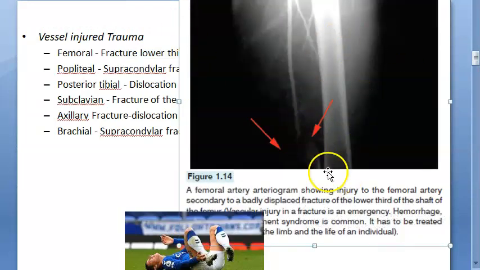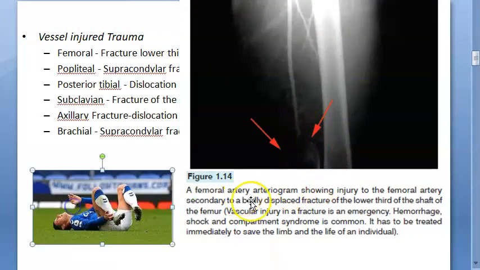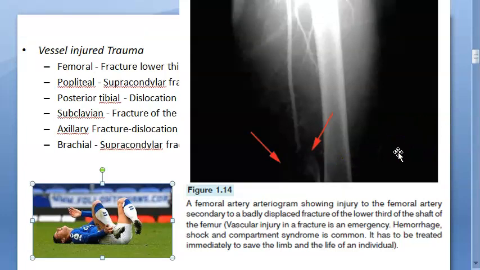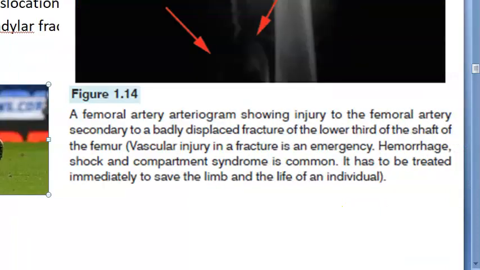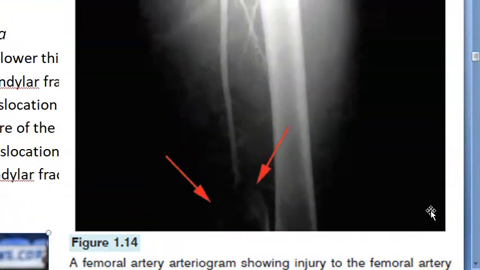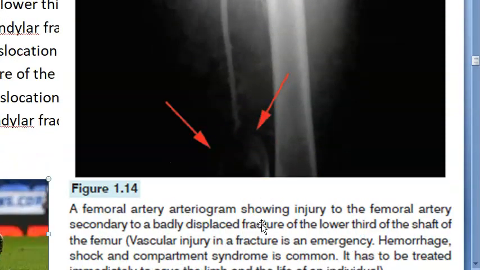Here they are showing you an arteriogram. There is injury to the femoral artery due to a displaced fracture in the lower third of the shaft of femur. Can you see the fracture? I can definitely see a discontinuity here. Vascular injury in a fracture is an emergency. Hemorrhage, shock and compartment syndrome are common.